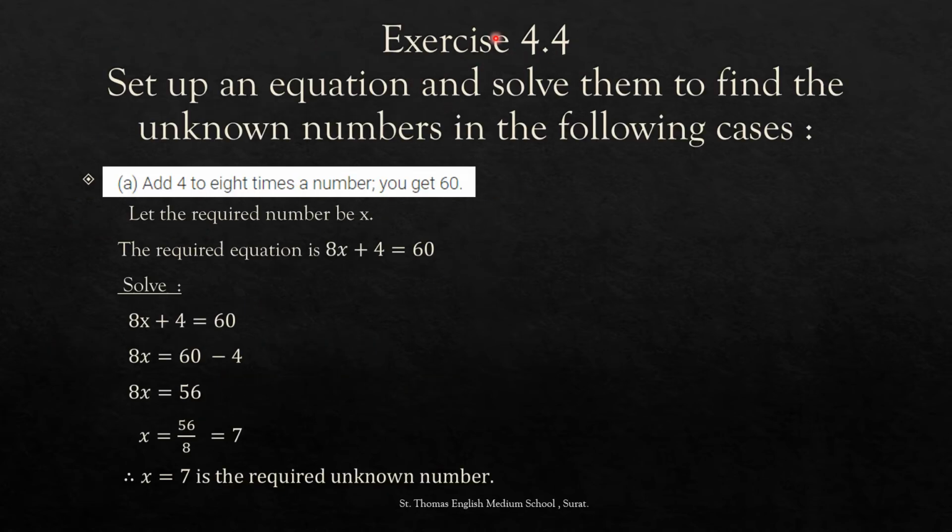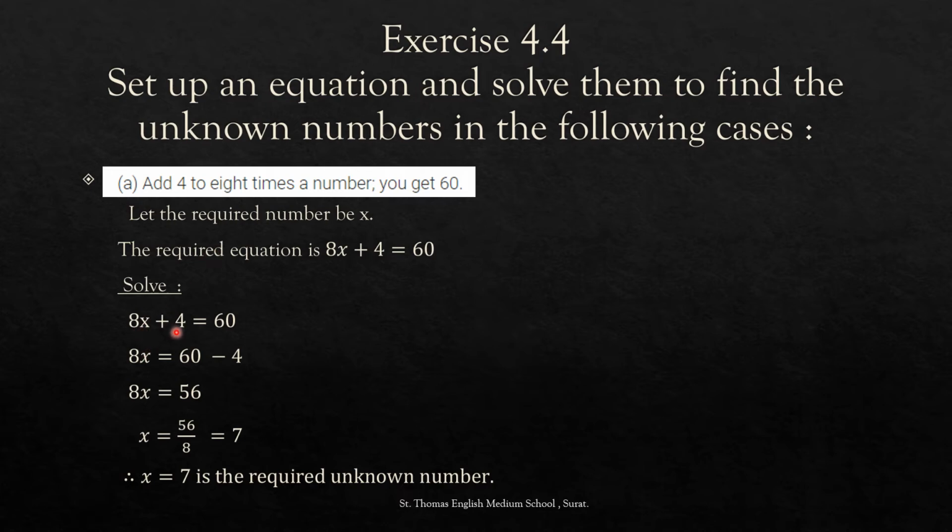Exercise 4.4. Set up an equation and solve them to find the unknown numbers in the following cases. A. Add 4 to 8 times a number, you get 60. The number is not given, so you have to take the number to be any variable. Okay. Let the required number be x. Therefore, the required equation is 8 times a number. 8 times means 8x. Add 4. Add means plus 4. So you can write 8x plus 4 is equal to 60. Is it clear? Now you have to solve.